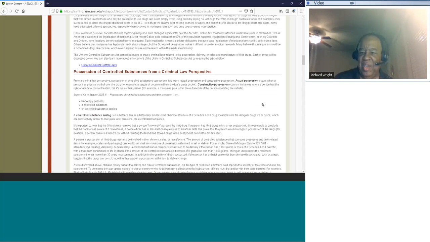Constructive possession is when a person has the right or ability to control them, but it's not on their person, like, for example, in a car or in their house or something like that. But it operates quite frequently in automobiles. Did you not know that the driver is in control of the vehicle, whether they own the vehicle or not? And when they are driving that vehicle, they're in control of all the things that should be in that vehicle and can be held responsible on a constructive possession basis for drugs, weapons, or anything found in that vehicle.